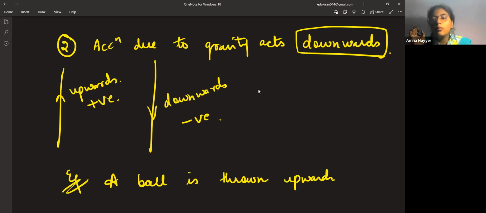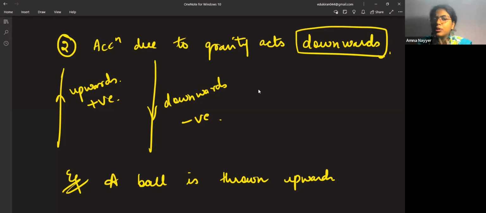And one thing that will always act downwards will be... So suppose you choose anything. This is not fixed. What is fixed? Acceleration due to gravity, direction downwards is fixed. Whether you choose upwards as positive, downwards as negative, or upwards as negative, downwards as positive, that is completely up to you.